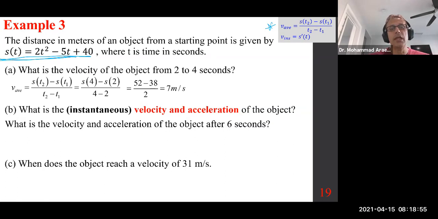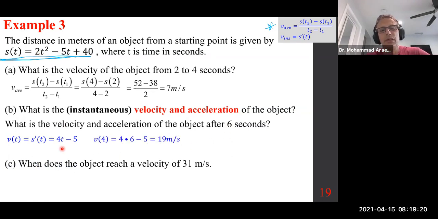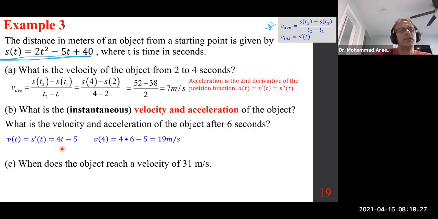But what is the instantaneous velocity and acceleration? For instantaneous velocity, we need to differentiate this. So 4t minus 5, that's v of t or s prime of t. After 6 seconds, replace the t with 6, which gives you 19 meters per second. Now, acceleration is defined as the second derivative of the position function, or the first derivative of the velocity function. In other words, differentiate again. We end up with 4 meters per square second. By the way, because it is a constant, we don't have to plug in 6. If it was not, we would have to.